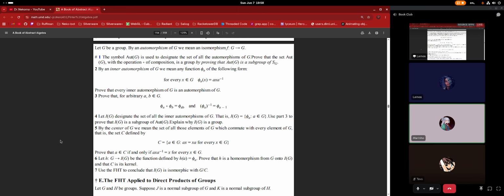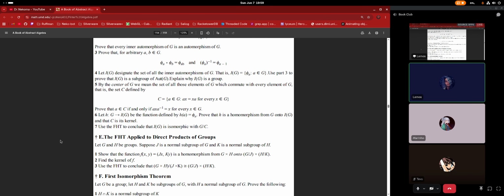Not really, I guess. There's a connection to centers, the center being the elements for which you have the commutativity property.